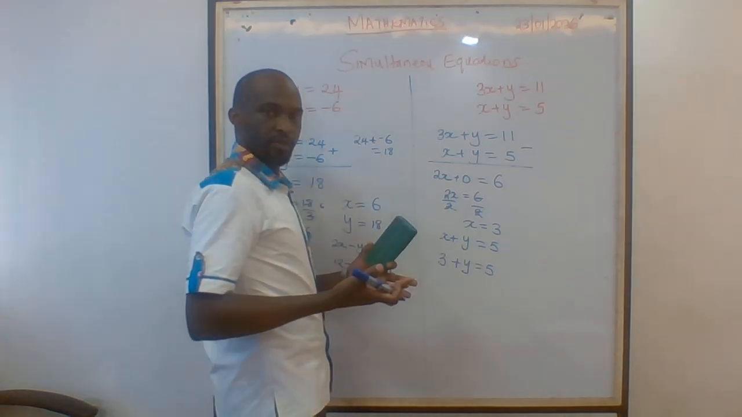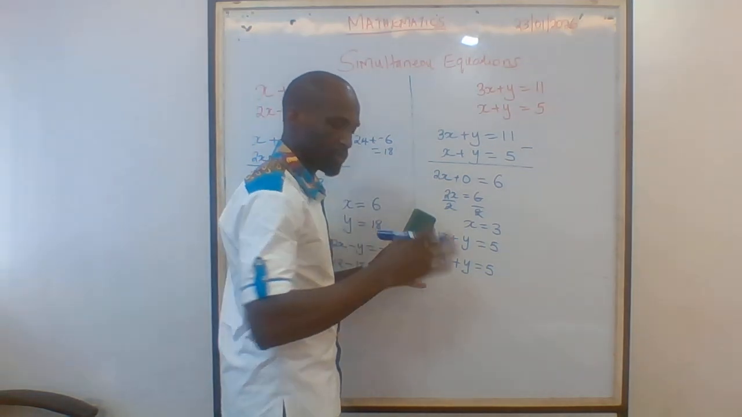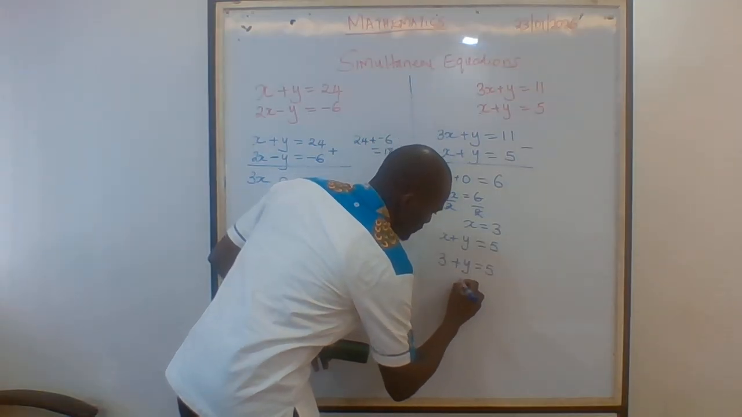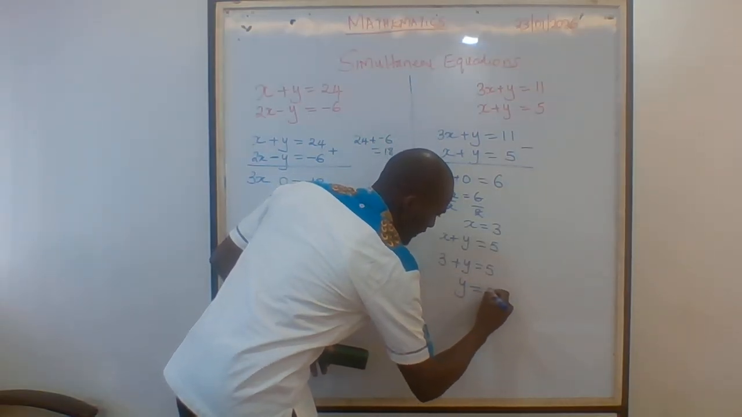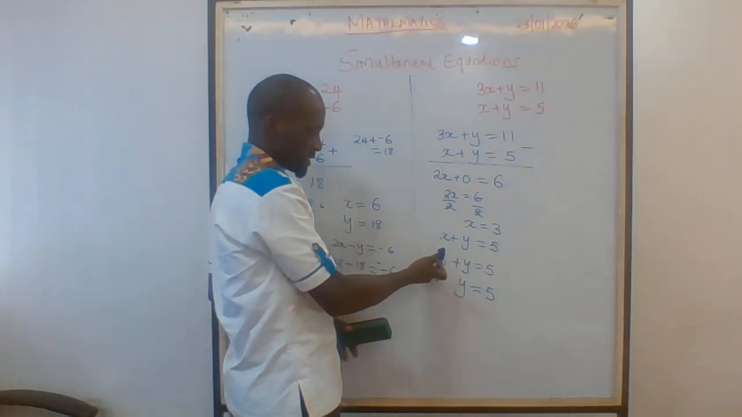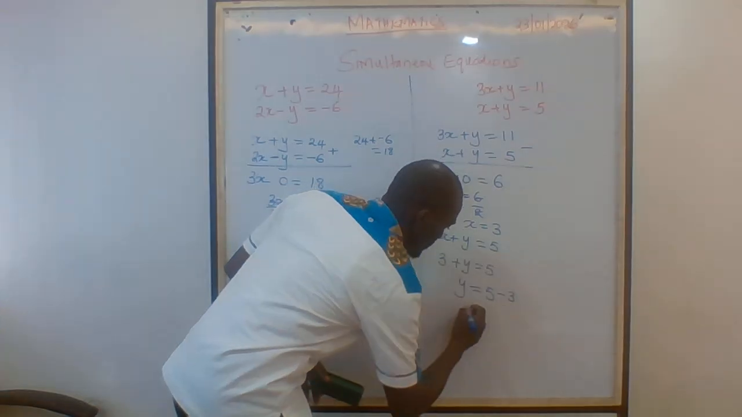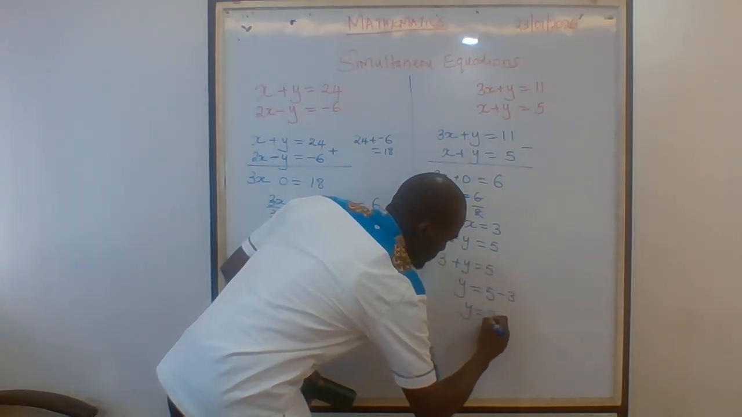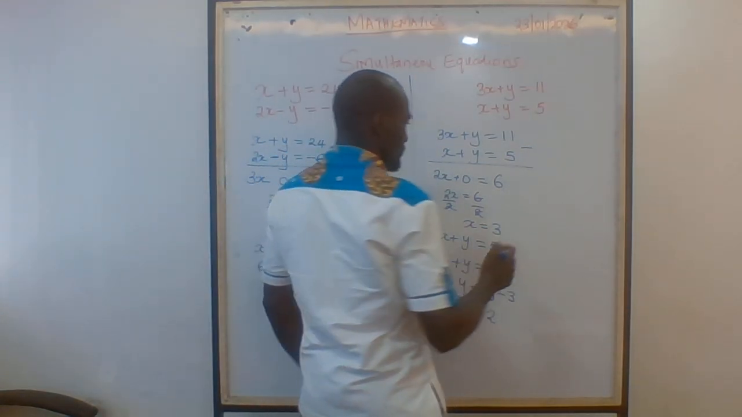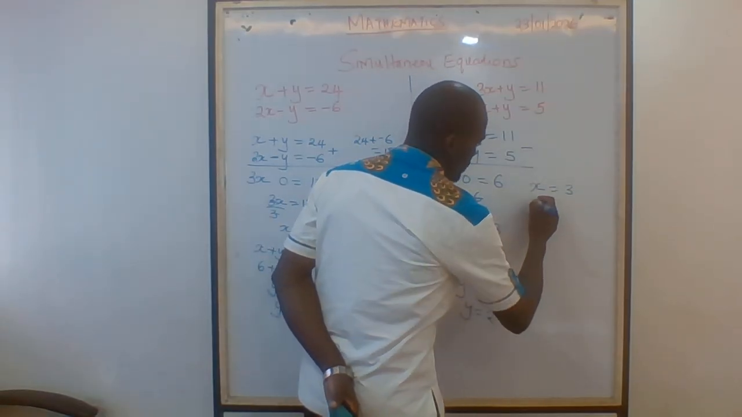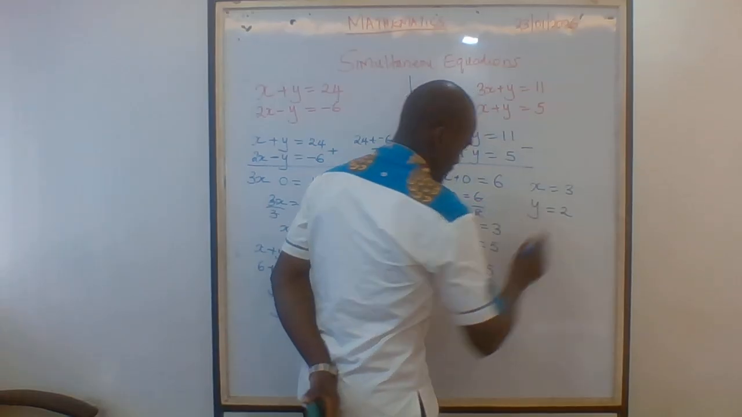So put the like terms together, transfer them to the other side of the equal sign. So I'll be left with y on this side is equals to 5. 3 was a positive on this side. When I take it to the other side of the equal sign, it becomes a minus. So it's a minus 3. And you find that our y is 2. So what we've got in here is that our value for x is equals to 3 and our value for y is equals to 2.